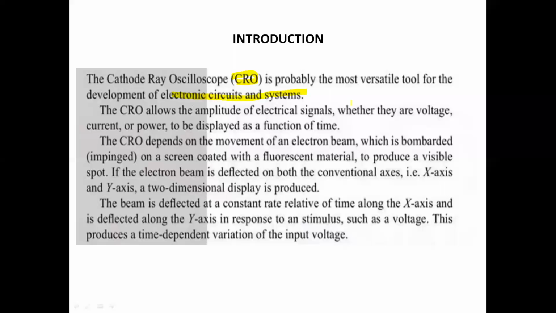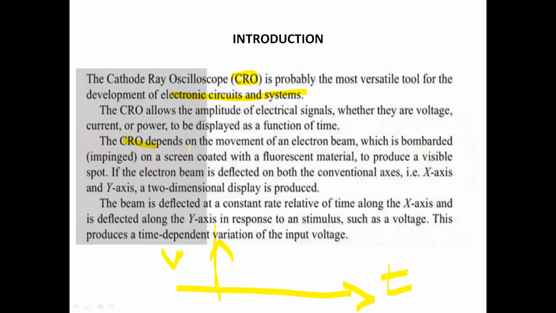So in CRO, how will the signal be displayed? The signal is displayed in such a way that on the x-axis we have time, and on the y-axis we have amplitude. The amplitude may be the amplitude of voltage or current or power. So here the CRO gives a two-dimensional display with time on the x-axis and amplitude on the y-axis.